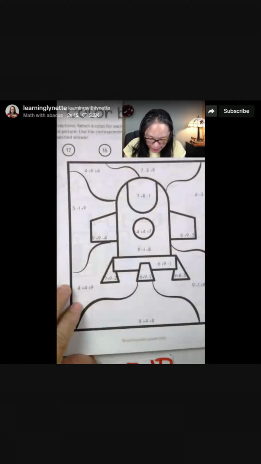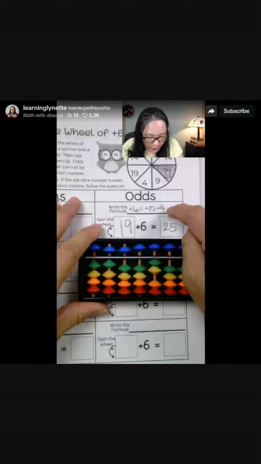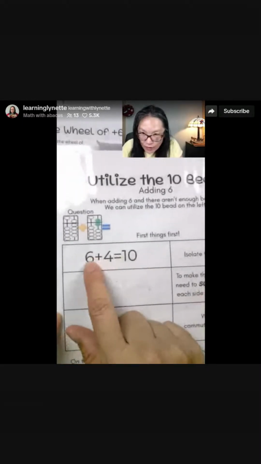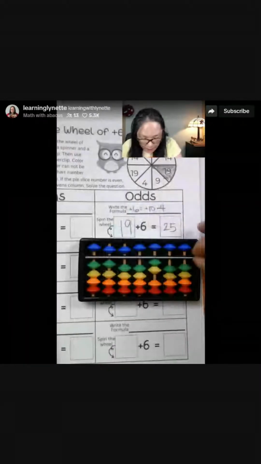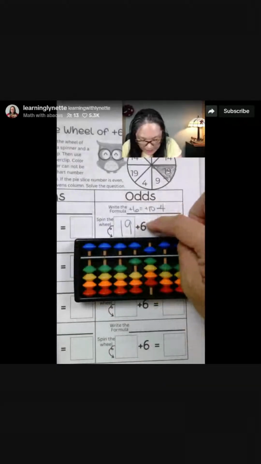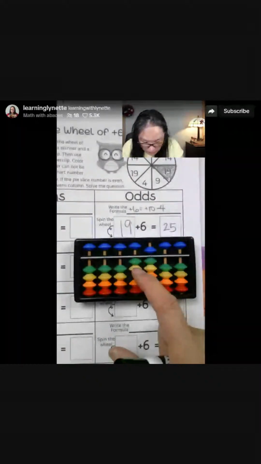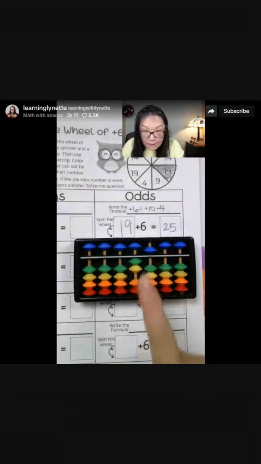Okay, so we have this. We can do it again here. We can do 6. The formula is plus the 10 minus the 4. So here we have 4 and 6 is equal to 10. What are we going to do? If I have 19, 1 and 9, I'm going to add the 6. To add the 6, I want to use 6 is equal to plus the 10 minus 4. So I'm going to add the 10 minus the 4. My answer is 25.